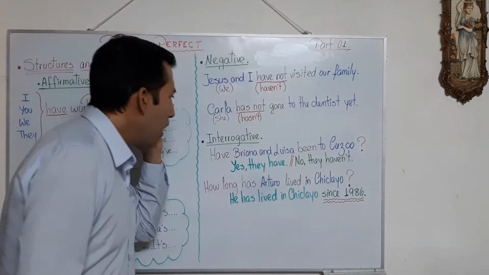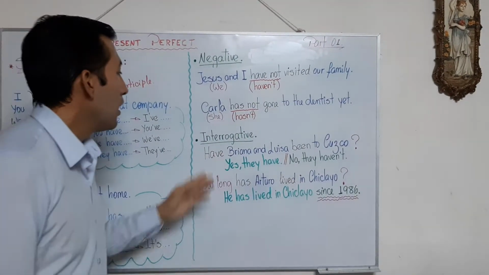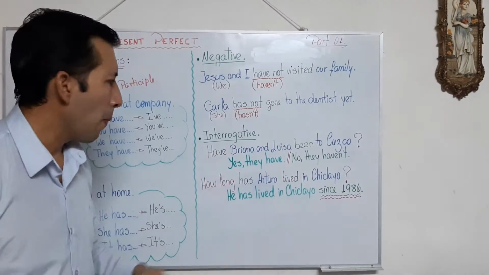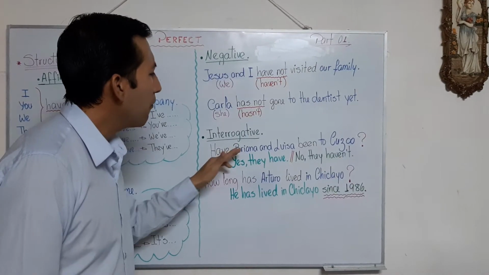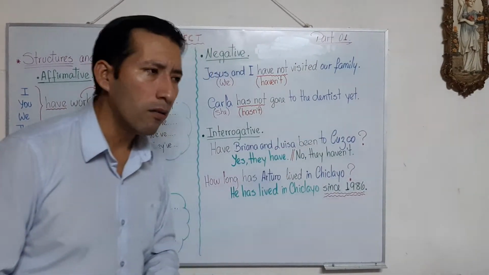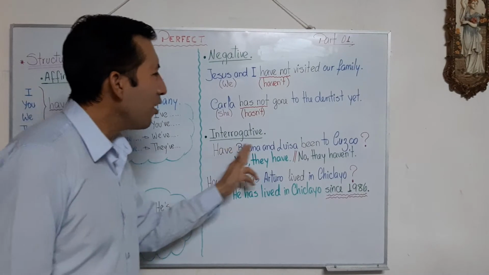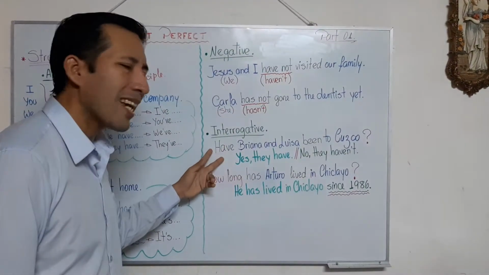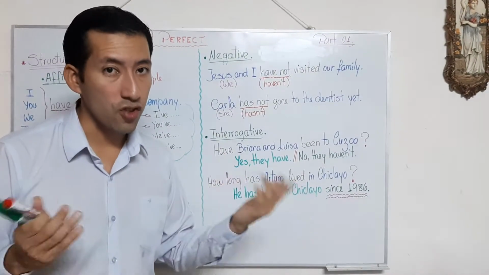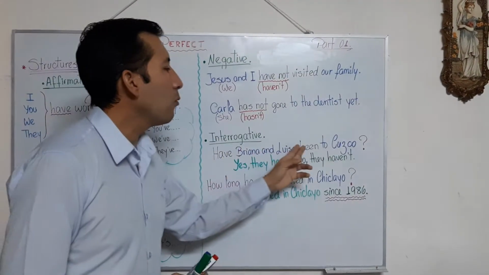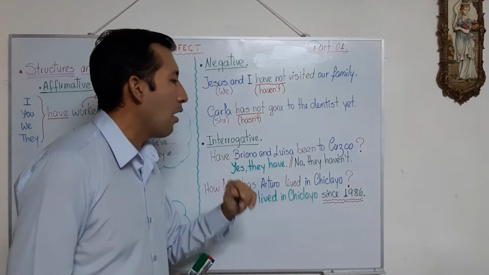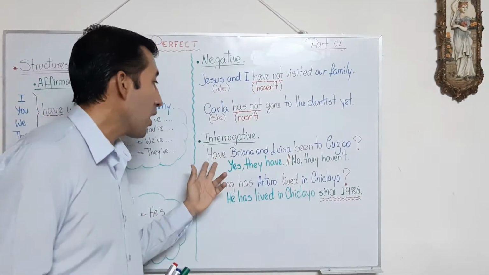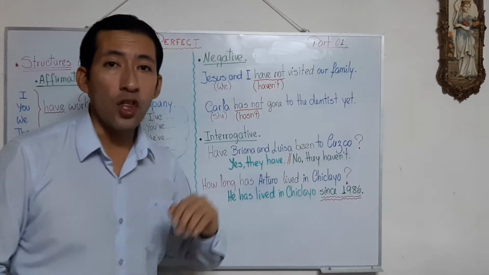Okay? Now let's talk about, and finally, interrogative form. For this I have two kinds of questions. The first question we have: Have Brianna and Luisa been to Cusco? Okay, so depending on what is the question, we have the answer. These kinds of questions are called yes/no questions. You know that, right? Have Brianna and Luisa been to Cusco? Yes, they have, or no, they haven't. So with this kind of question, I say yes or no.